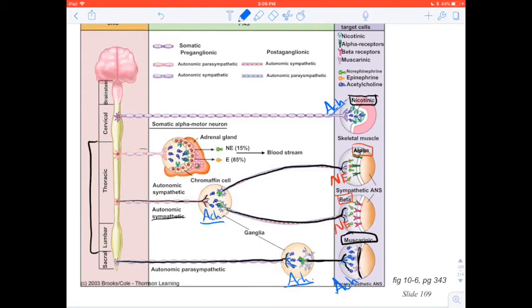Right? And it's going to bind to the muscle cell nicotinic cholinergic receptors. And don't get that confused, because it may seem like muscarinic should go with muscle, right? But it doesn't. Nicotinic cholinergic receptors are going to be on skeletal muscle. On smooth muscle or on glands, we're going to have a muscarinic cholinergic receptor.